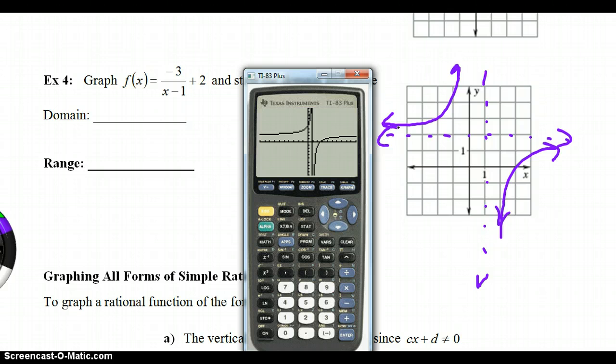So I'd like you to try some problems, and then we'll go back and work with the most difficult problem, number 5, together in class.